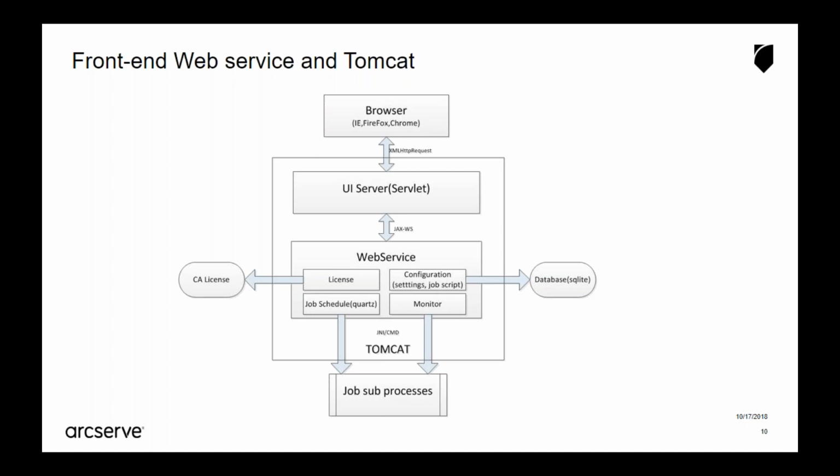job subprocesses generated. We have three kinds of job subprocesses. One is a backup process, one is a restore process, and one is a BMR process. Now, the BMR process includes even the instant virtual machines here.